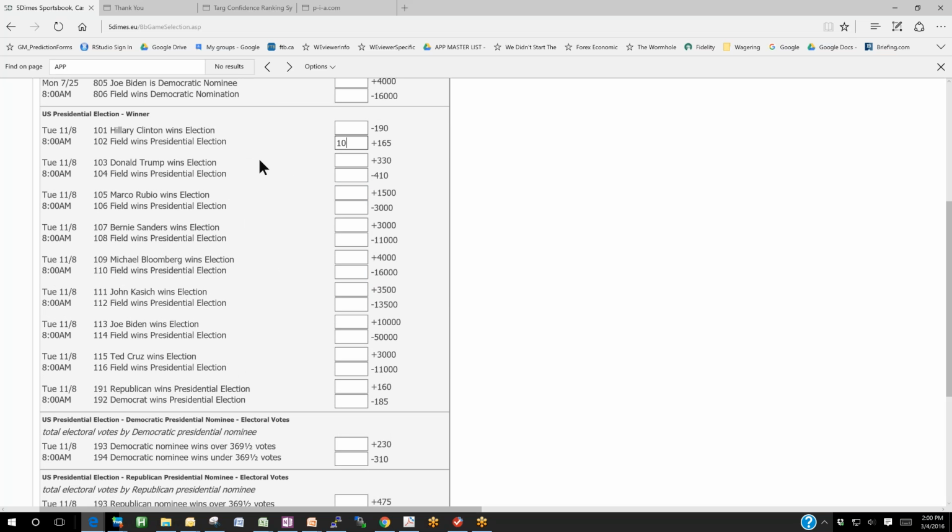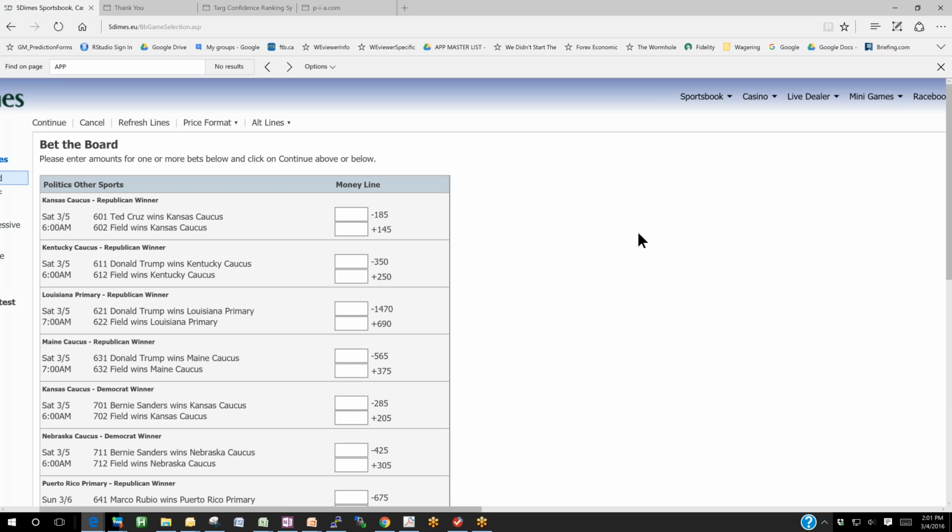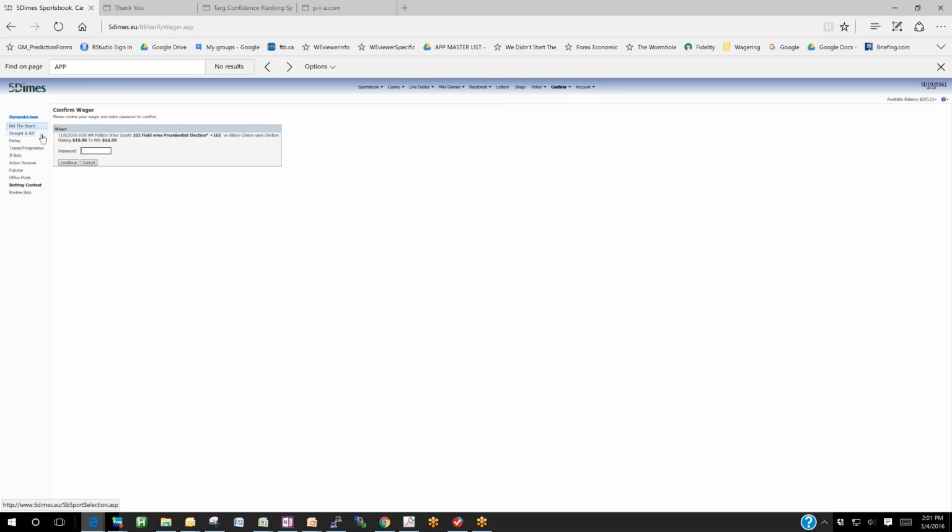Okay, so, hey, we came up here with a prediction. I am going to put $10 on it. And at this point, it's no different than a sports bet in terms of their logic. So I hit continue. And there it is. So I'm risking $10 to win 16. And that really means win, so I'll get back my $10 plus the $16.50. And that's because we're going in the underdog direction.